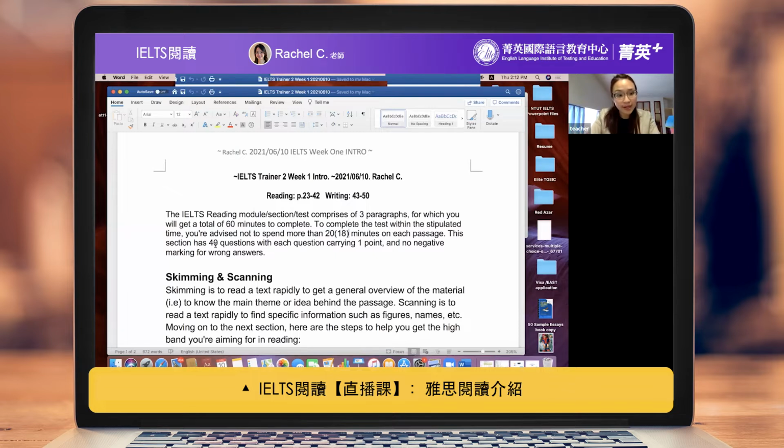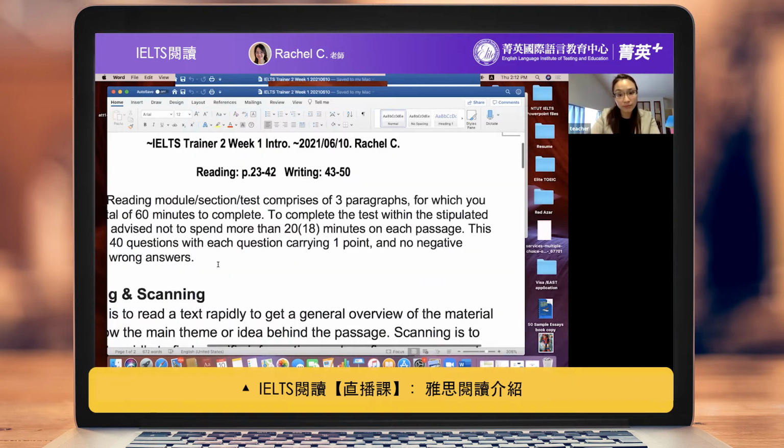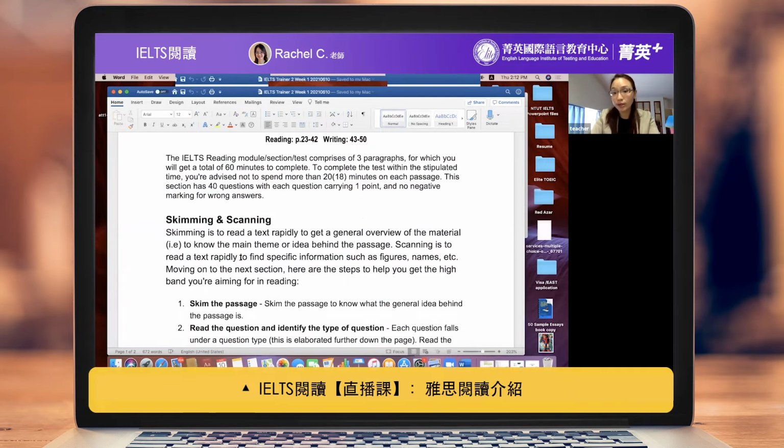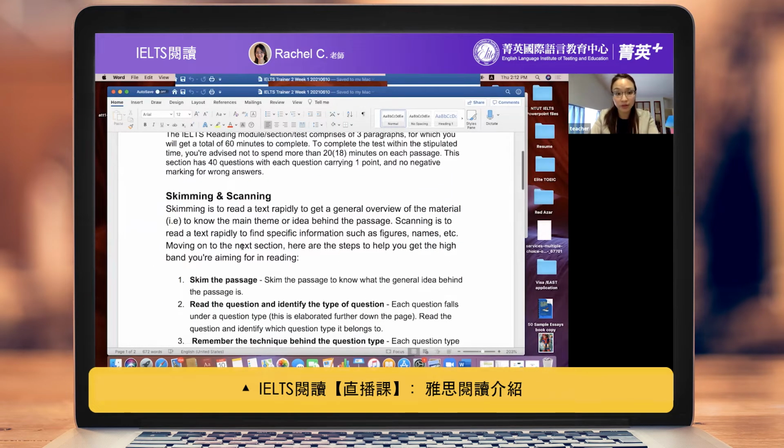Okay. This section has 40 questions with each question carrying 1 point. So make no mistakes, especially regarding your writing. It should be very clear with capitals. If it is not capitals, then the small letters should fit into every single question if it is closed. No negative marks. So you won't get any points deducted if you don't answer correctly.